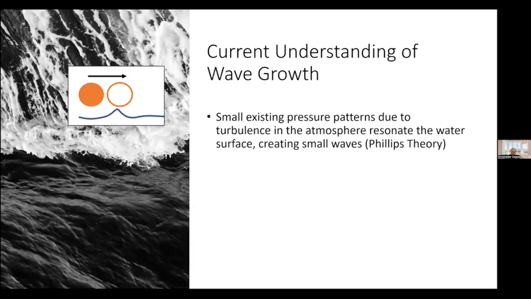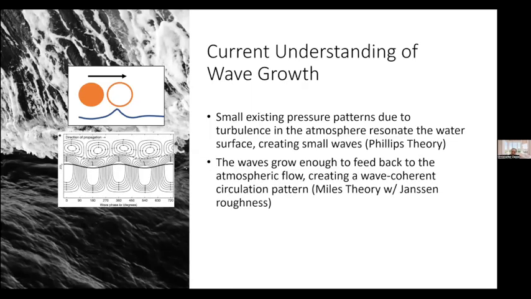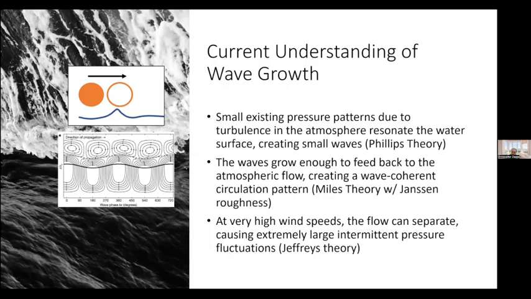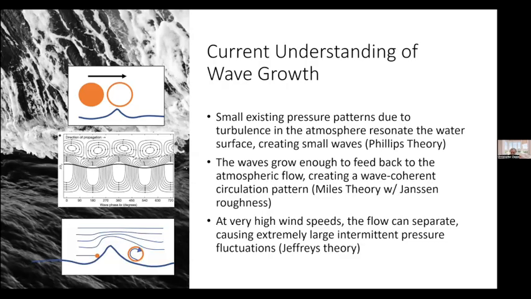Our current understanding of how waves grow has three ideas. One is that there are small existing pressure patterns on the surface due to that turbulence, which resonate with the water and create small waves. That's the Phillips theory. Then there's the Miles theory, that waves grow enough to feed back to the atmospheric flow, creating a wave coherent circulation pattern. This is really the popular one in terms of the ECMWF model. And then at very high wind speeds, flow can separate, and that's the wave breaking, and that causes extremely large intermittent pressure fluctuations. That's the Jeffreys theory. So Phillips is really good in the initial phases, the Miles theory in that transition for wave growth, and then at very high wind speeds, the Jeffreys theory.